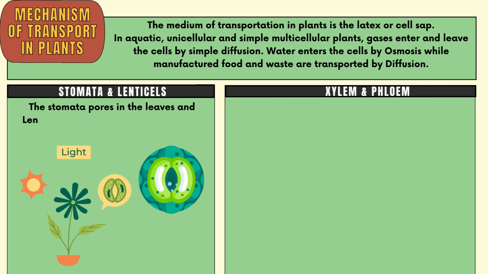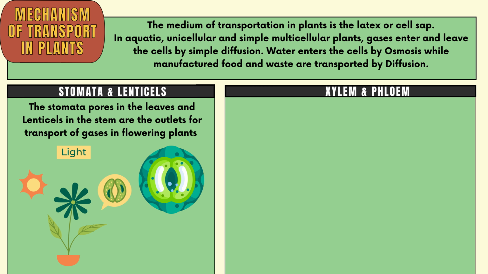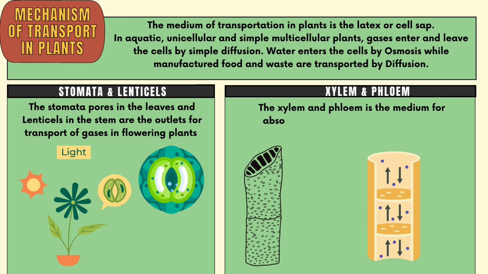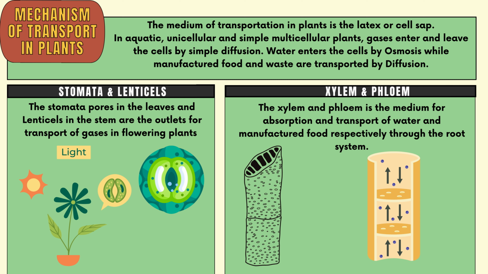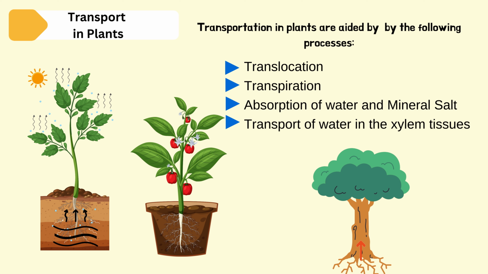The stomata pores in the leaves and the lenticels in the stem are the outlets for transport of gases in flowering plants. However, the xylem and the phloem are the media for absorption and transport of water and manufactured food, respectively, through the root system of plants.